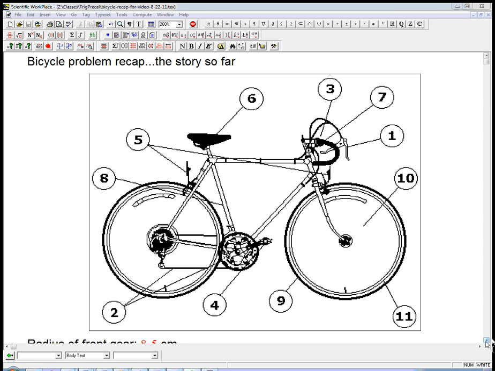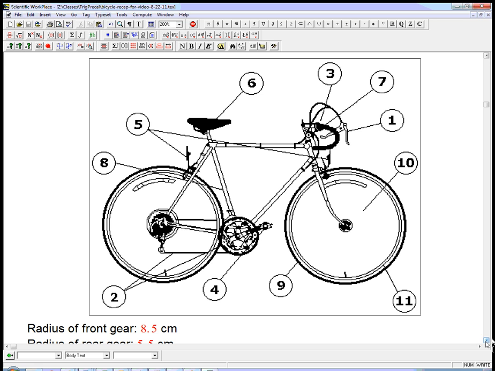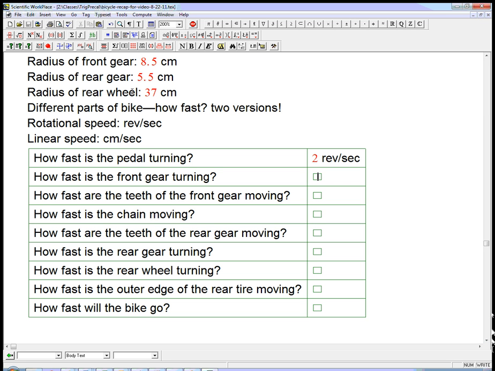And we made some measurements, such as the radius of the front gear. There's more official names for that than front gear and rear gear, but I'll just use front gear and rear gear. Front gear, 8.5 centimeters. Rear gear, 5.5 centimeters. Radius of the rear wheel was 37 centimeters. And we assumed that we were pedaling at 2 revolutions per second. The pedals. Remember, that's how fast your feet go around. It's not directly how fast the rear wheel goes around. That's actually way down here.